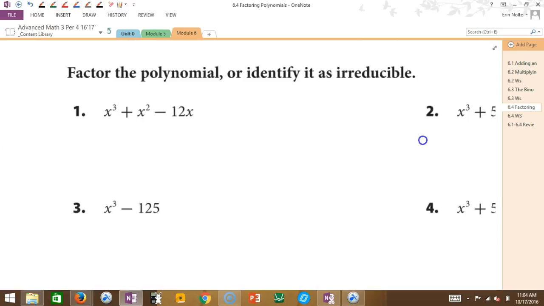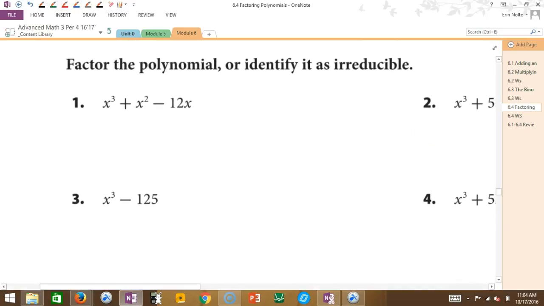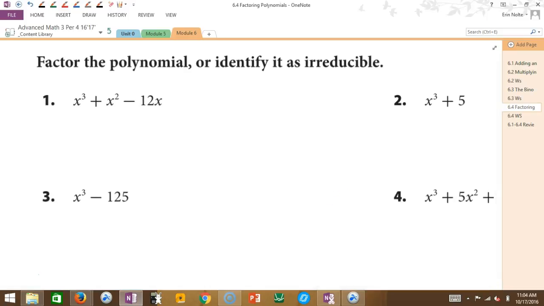Okay, so we'll do a couple of these until we got it. Let's start with number 1. What is always the very first method that you try? Greatest common factor. So on number 1, can I pull a greatest common factor? Yes. What is the greatest common factor? X. Okay, so I have an X, and then what would be left over? X squared plus X minus 12. Okay, that looks good. Now, am I finished? No.